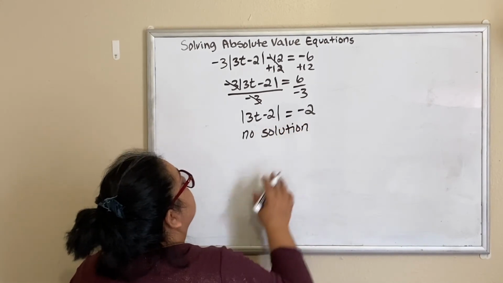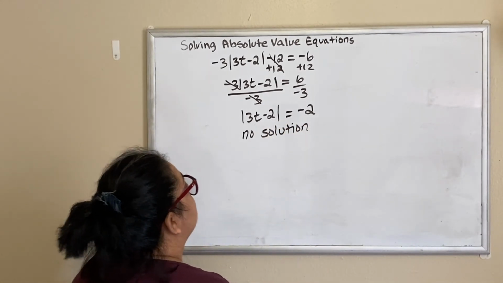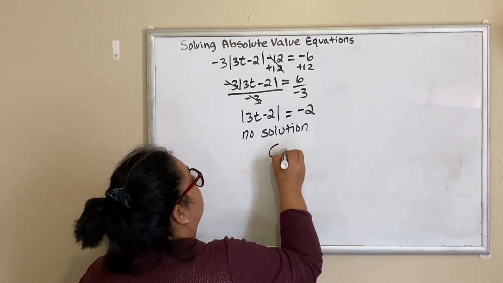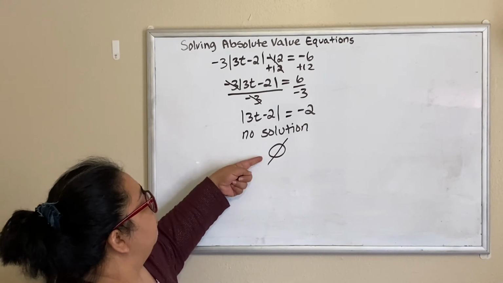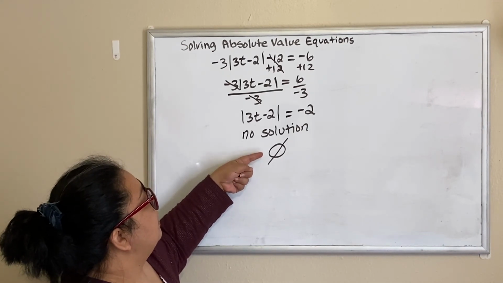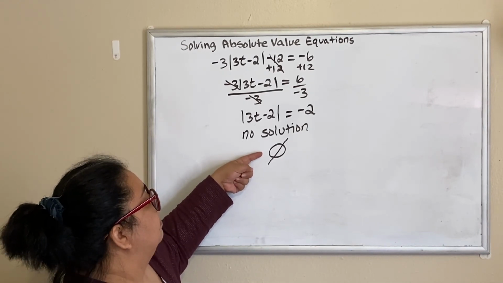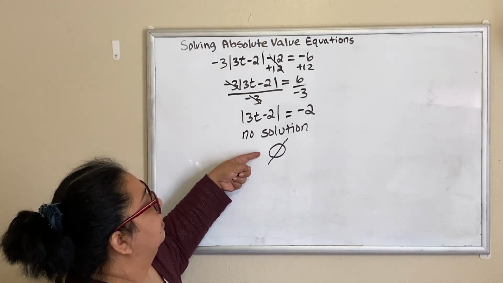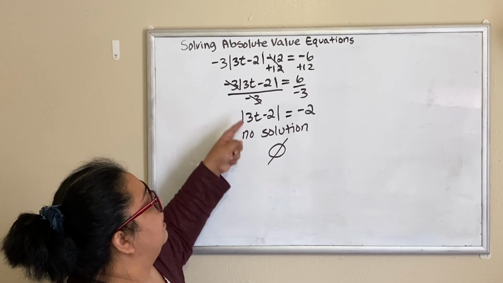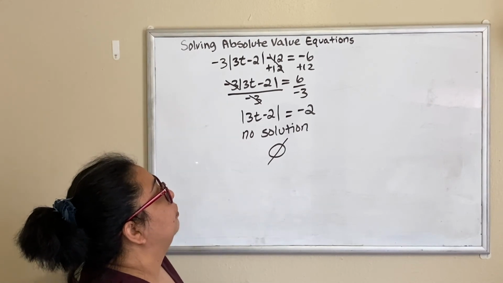And the way we write no solution in set notation is by writing a circle with a slash through it. This right here, if you want to label it in your notes, is called the empty set. So this is the set that doesn't contain anything at all. So this is the empty set, and that would be our way to represent no solution.